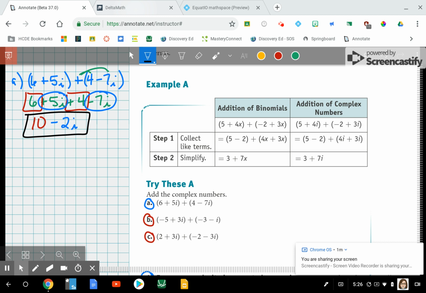So now seeing that example, and since we know that i is just like a variable, I want you to try part B right down here.